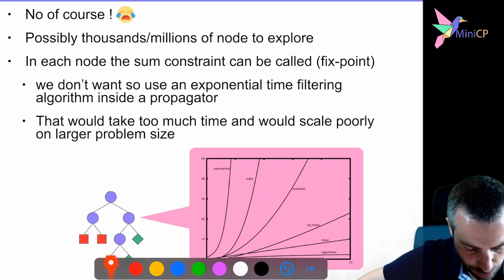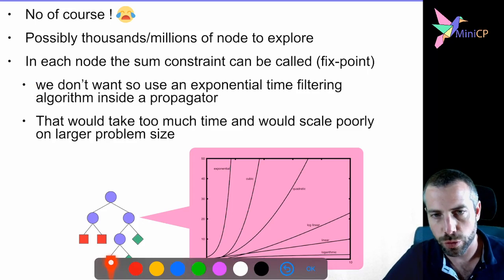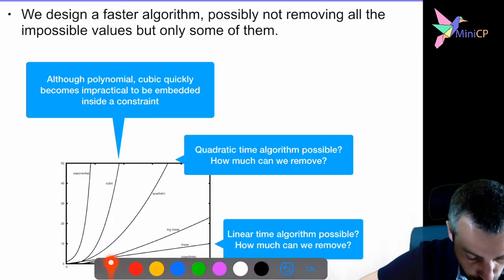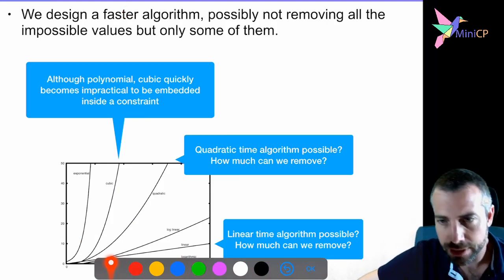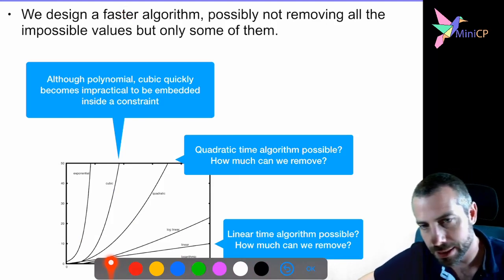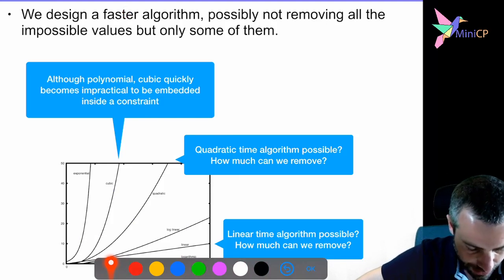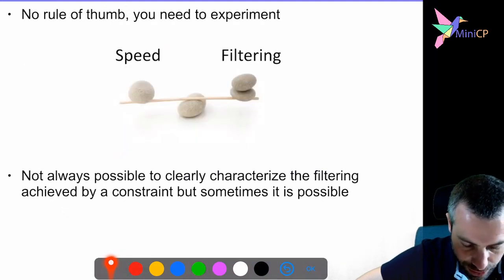Okay, but inside the propagator, again, we prefer to have polynomial time filtering algorithms. Okay, what to do then? The answer is always the same in optimization. When something is too complex to solve, we relax the problem. And this is exactly what we will do.